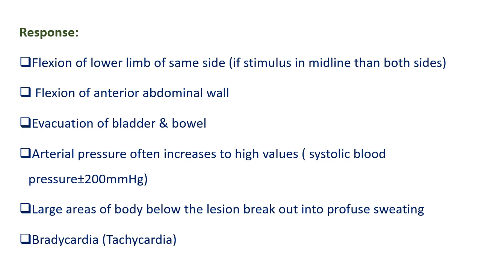So what type of response do we get in this mass reflex? There is sudden flexion of the lower limb of the same side, and if the stimulus is in the midline, then both sides are affected, that is, both the lower limbs will suddenly go into flexion. There is also associated flexion of the anterior abdominal wall along with a sudden evacuation of bladder and bowel. And the arterial pressure can often increase to high values. Sometimes the systolic blood pressure can even go to 200 millimeters of mercury.